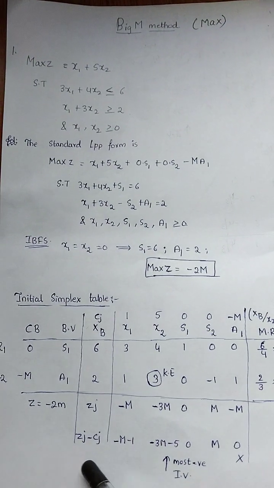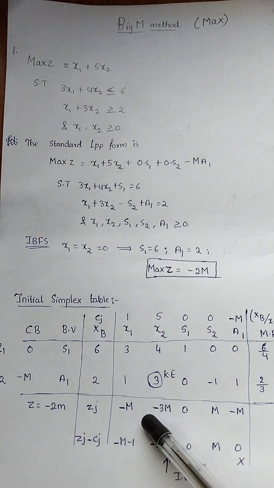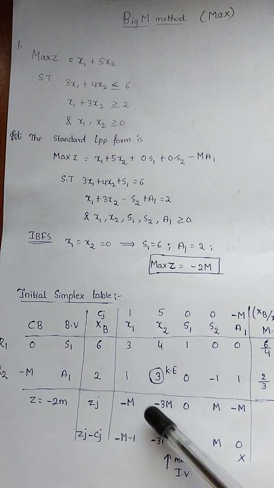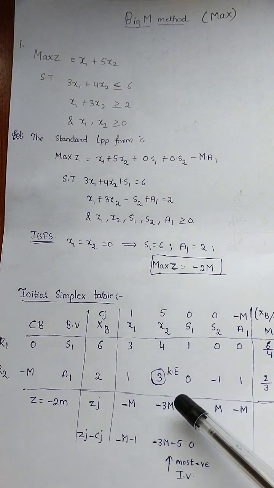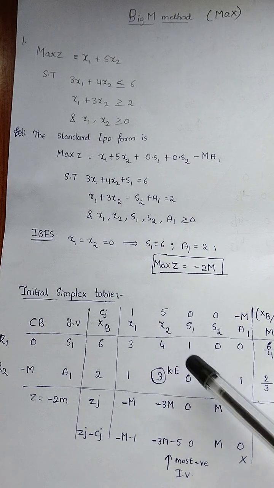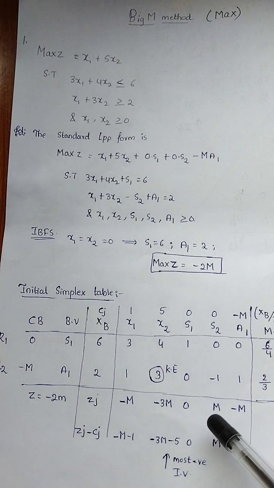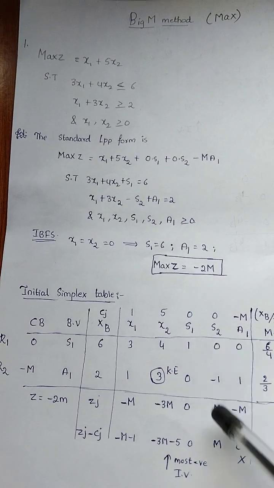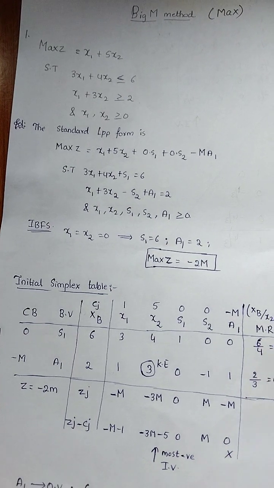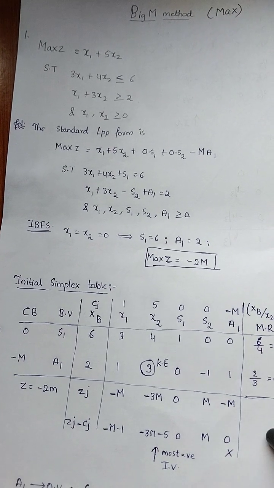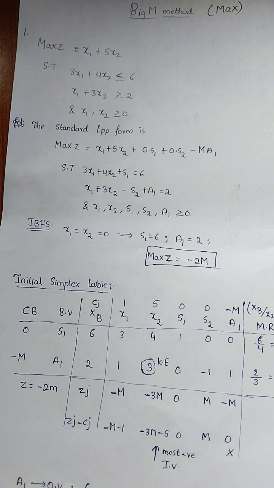What is the value of zj minus cj? Zj minus cj: minus M minus 1. Here minus 3M minus 5. Here 0 minus 0 is 0. Here M minus 0 is plus M. Minus M, minus of minus M, that means plus M. Sorry, 0.